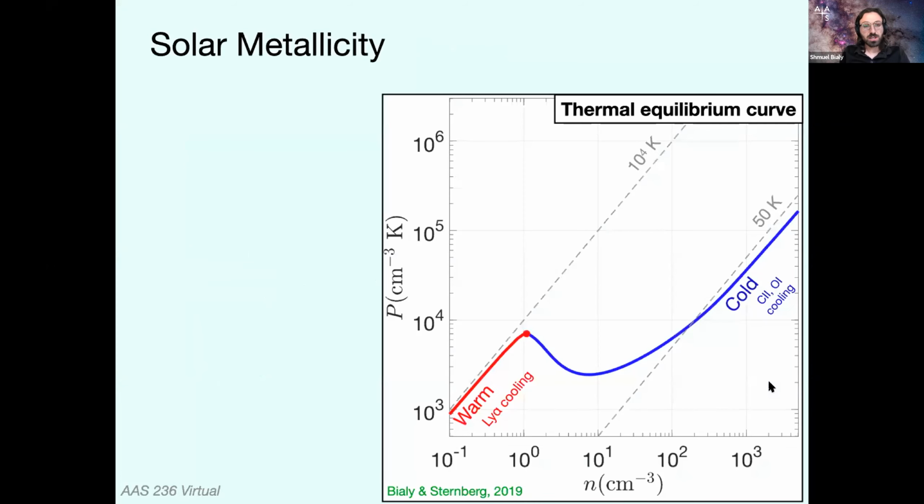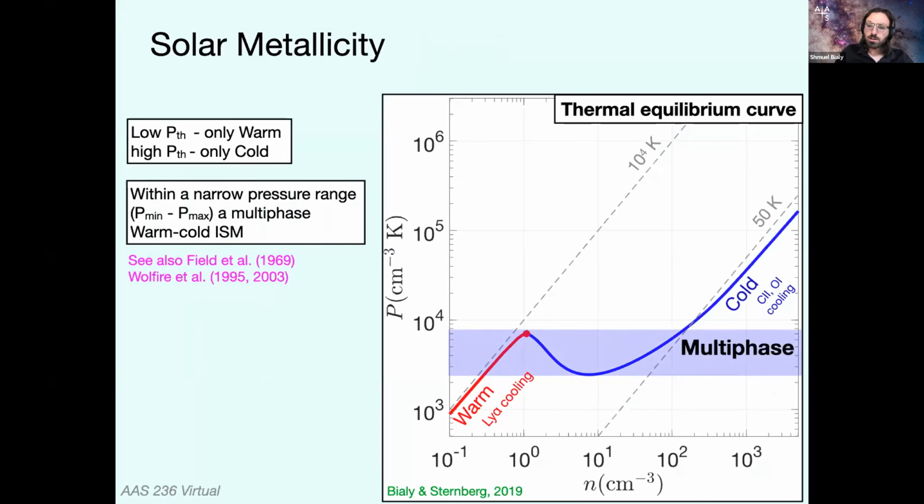So let me start with the case of solar metallicity. Here I show the pressure as a function of density. If the pressure is very low, then you only get the warm phase, the WNM, cooled by Lyman alpha. If it's very high, then you get the cold phase.